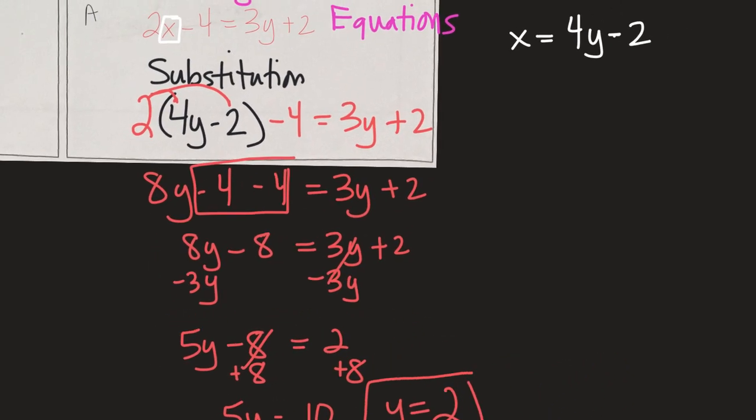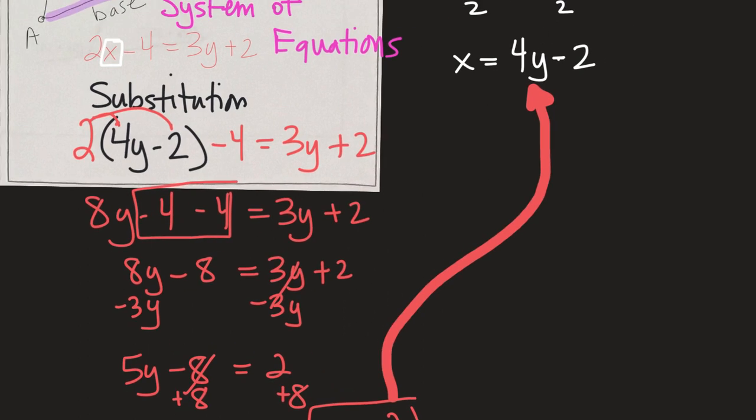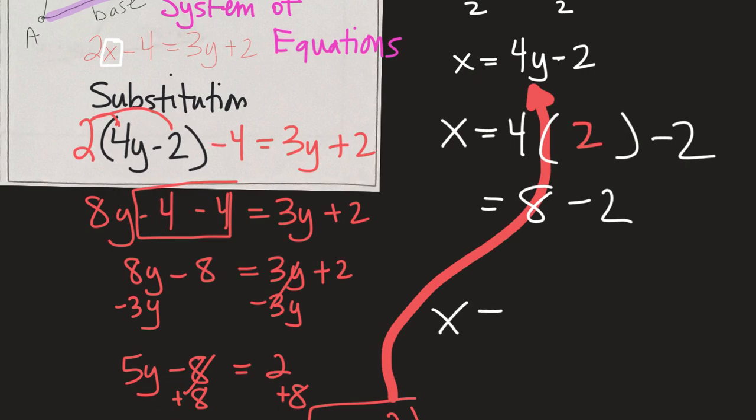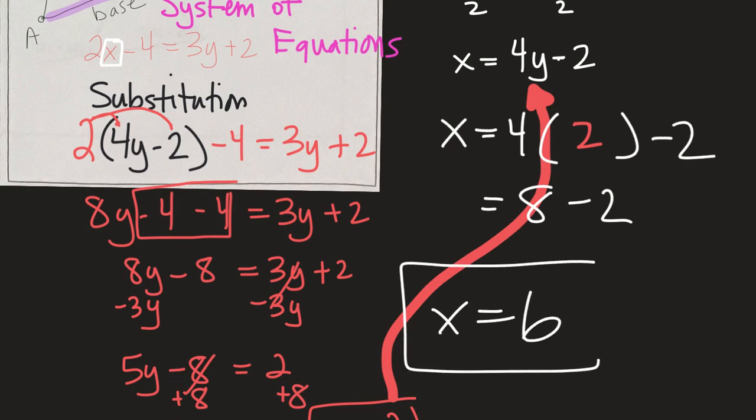Now that I know y is 2, I can come back over here and figure out what our x value is going to be. Because now I know that y equals 2. So x equals 4 times 2, from down here, the y value is 2. 4 times 2 minus 2, which is 8 minus 2, so x equals 6.